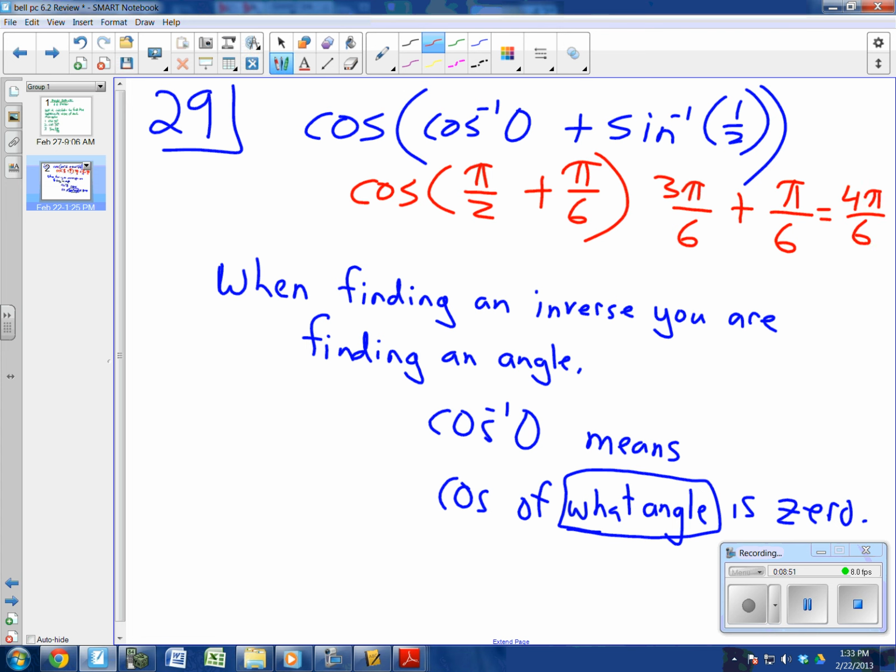4 6 reduces to 2/3 pi, right? 2 pi over 3. So coming back over here, we're asking for the cosine of 2 pi over 3. Now I go back to my unit circle. Cosine of what angle is 2 pi over 3? 2 pi over 3 is an angle, just like 120 degrees is an angle. This is the same question as asking, what's the cosine of 120 degrees? Cosine is asking me to find the x-coordinate, which is negative 1/2, and that's my answer.